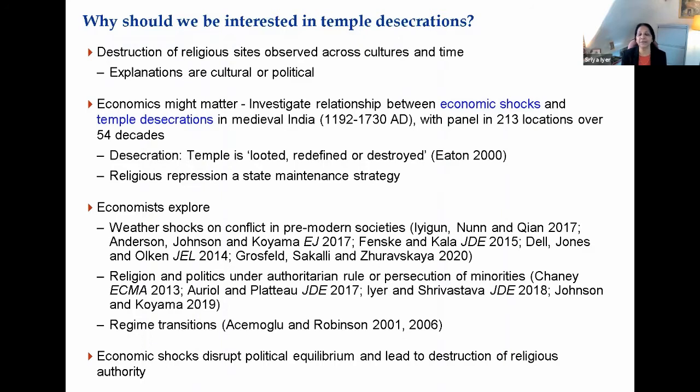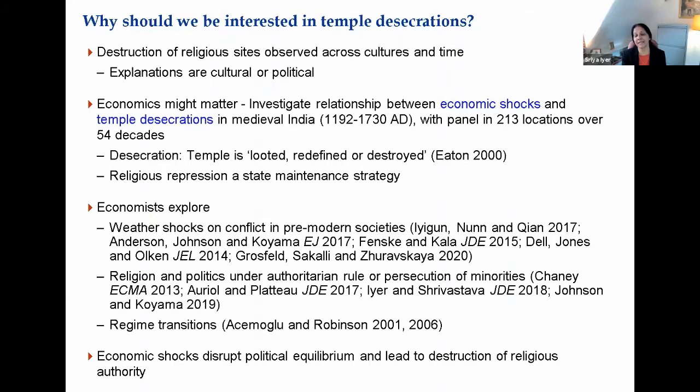Now, historians of India, notably Richard Eaton, one of the foremost scholars who has written about this subject, define a temple desecration as when a temple is looted, redefined, or destroyed. For example, in the Indian context, the temple of Puri was essentially looted. What that means is that the idol was sacked.